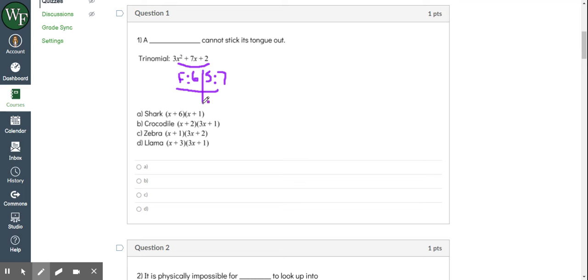So there's really only two sets of numbers that multiply to 6. 1 times 6 or 2 times 3. Okay, which pair adds to 7? Well, 1 plus 6 is 7. 2 plus 3 is 5. So we want the 1 and 6.